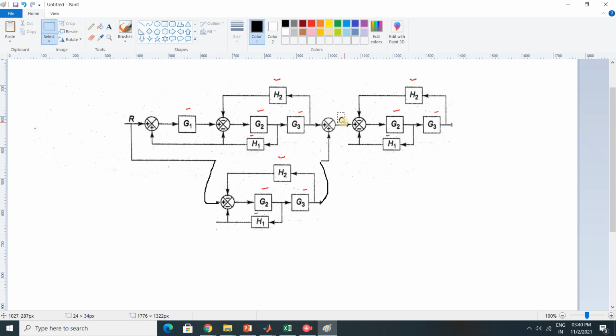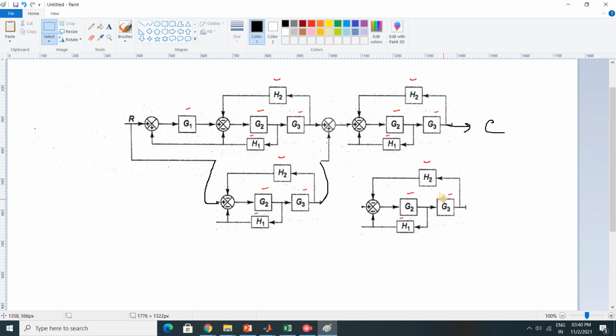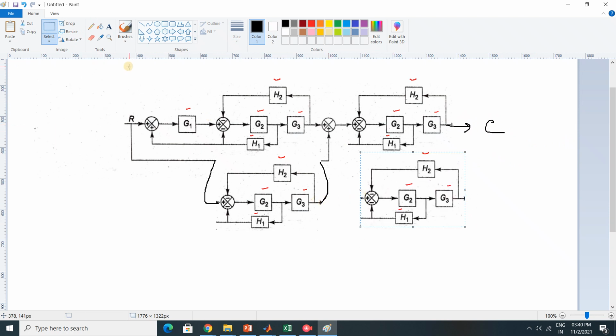Suppose this is not C, suppose this is not C, C is over here, and there is another one over here, this is another summation point.